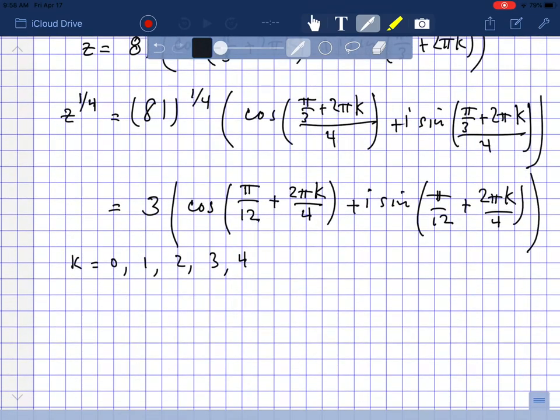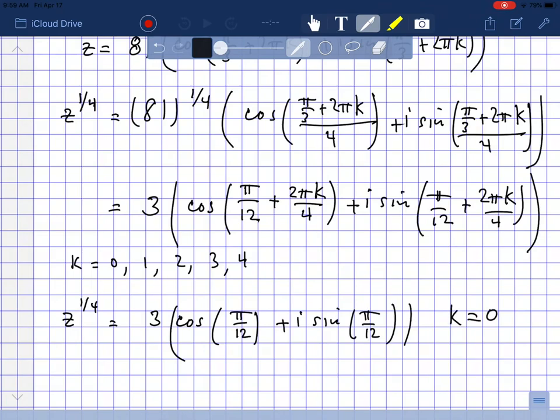And see what happens. So I get the following. I get z to the 1/4 is equal to 3 times the cosine of pi over 12, and k is equal to 0, so this is just going to be the cosine of pi over 12 plus i times the sine of pi over 12. So this is when k is equal to 0.